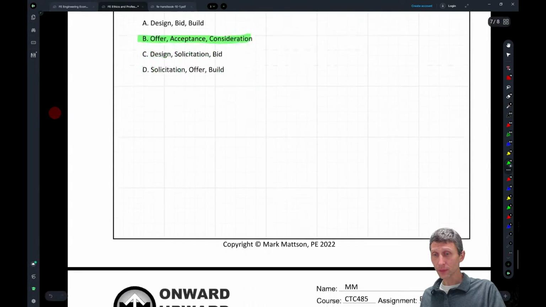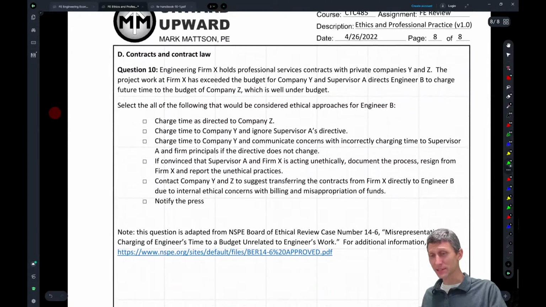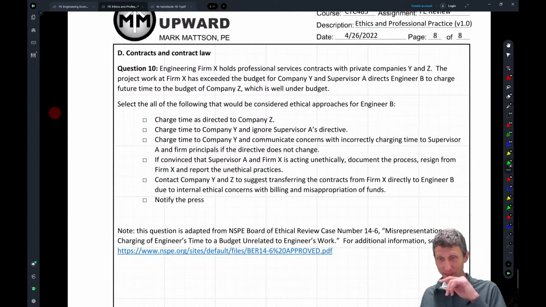Okay. Question 10, and then we're just done with ethics. This is another one I wanted to throw in here because it can get interesting when you get into the work world and budgets get overrun, and somebody says, okay, we're just going to charge our time to a different project, and nobody's going to hear about it. But is it ethical?